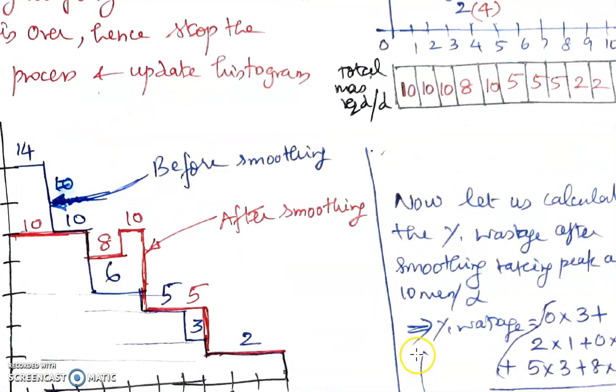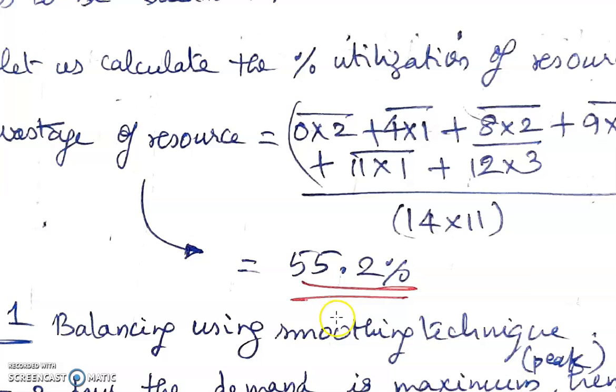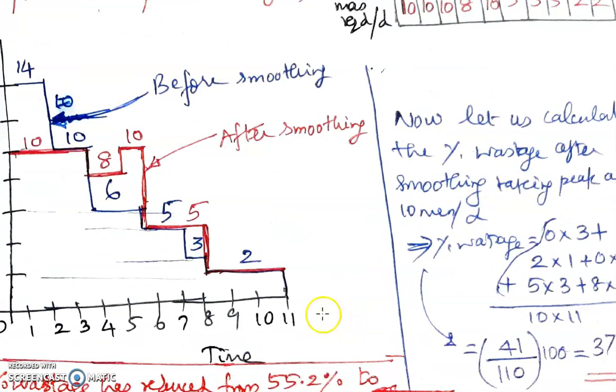So originally the percentage wastage was 55.2%. Now it has been reduced to 37.3%. That means there is a reduction of something like 18% or so, nearing 20%. There is some reduction in the percentage wastage. So we have brought about some improvement in the resource wastage by balancing resources using this resource smoothing concept. So I hope students are able to follow this problem.